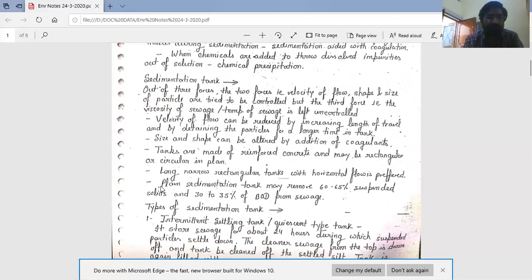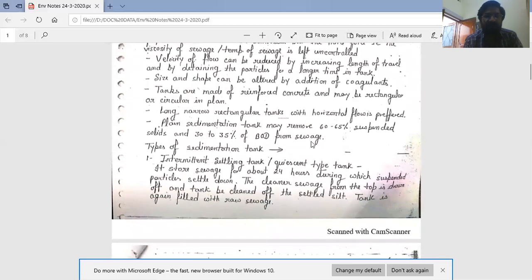Now we come to the plain sedimentation tank. First sedimentation is plain sedimentation. A plain sedimentation tank may remove 60 to 65% of suspended solids and 30 to 35% of BOD load from sewage. BOD, biochemical oxygen demand, or organic matter, 30 to 35% organic matter or BOD from sewage.